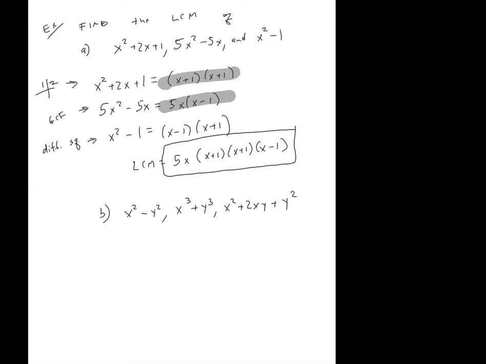All right, so let's factor them. x squared minus y squared looks like it's just x minus y and x plus y. x to the third plus y to the third looks like it's x plus y times what? x squared minus xy plus y squared. Is that right? Yes.